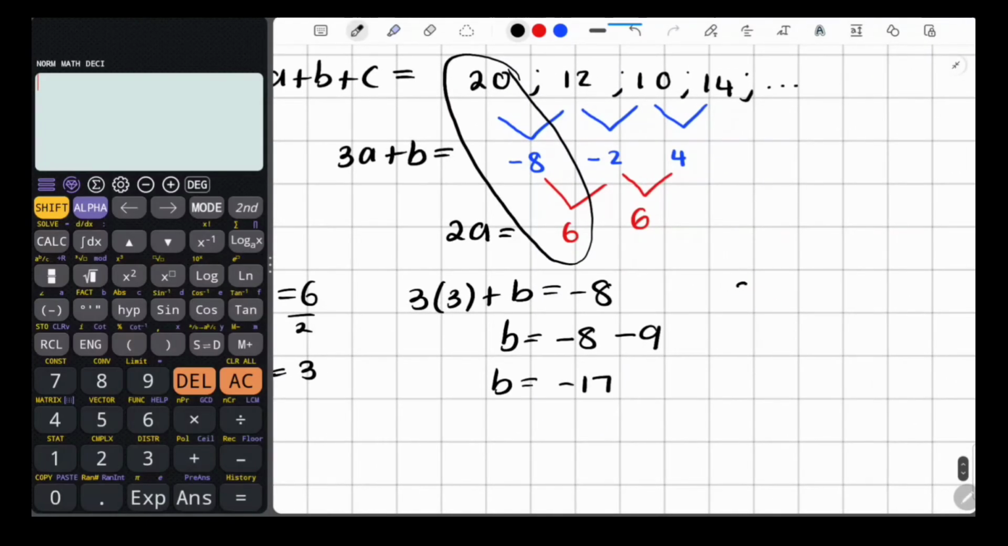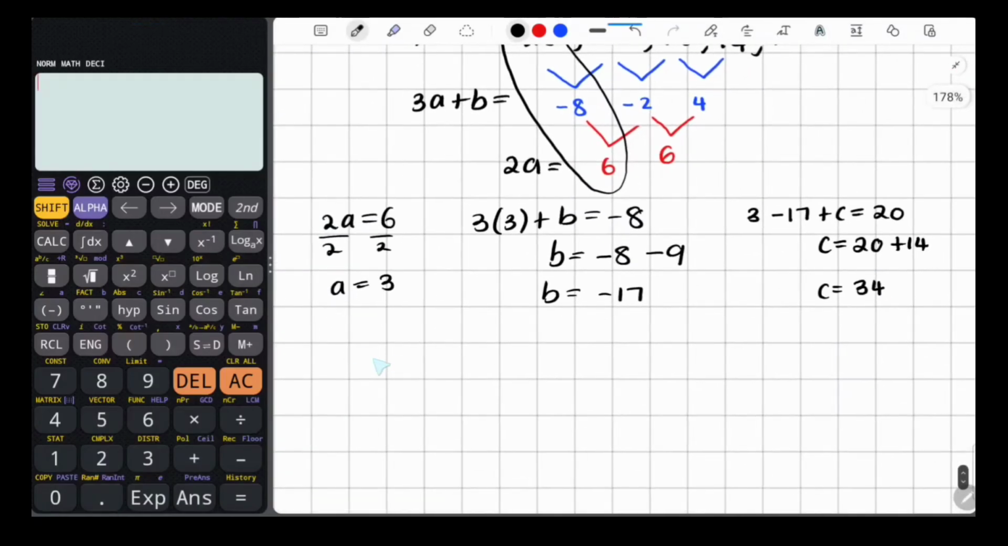So A is 3. Then we have plus B, but since this is negative 17, you can just say minus 17, plus C is equal to 20. Okay, so I'm going to just say C is equal to 20 and figure out what this is. 3 minus 17 is negative 14. If you take it over, it becomes positive 14. So C is equal to 34.